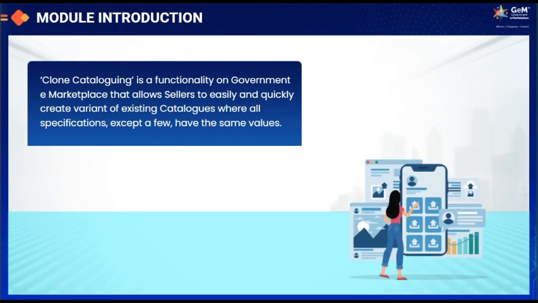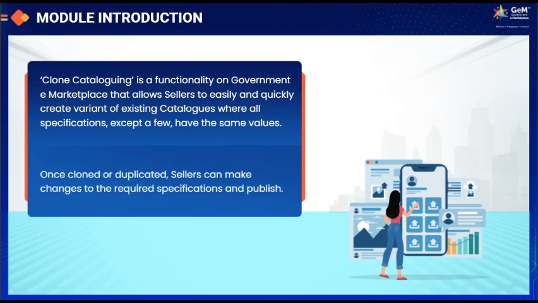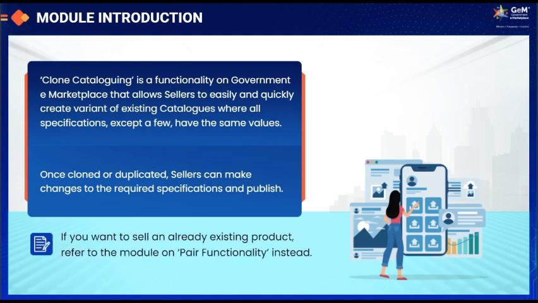Clone cataloging is a functionality on government e-marketplace that allows sellers to easily and quickly create variants of existing catalogs where all specifications, except a few, have the same values. Once cloned or duplicated, sellers can make changes to the required specifications and publish. Please note, if you want to sell an already existing product, refer to the module on pair functionality instead.